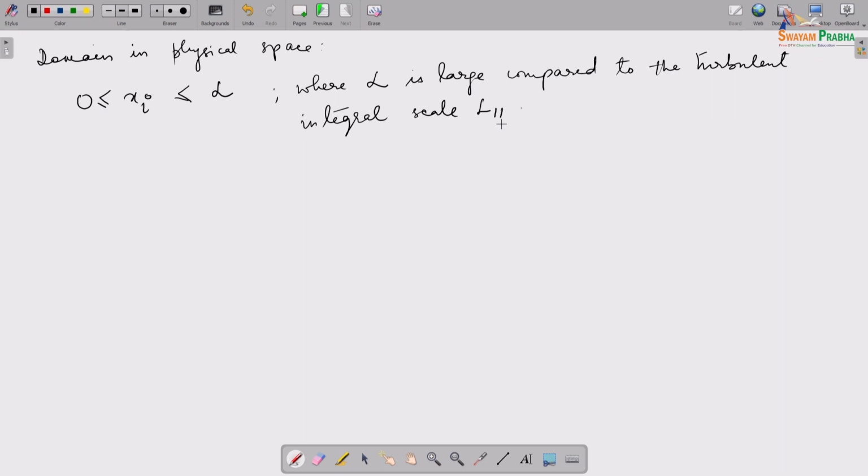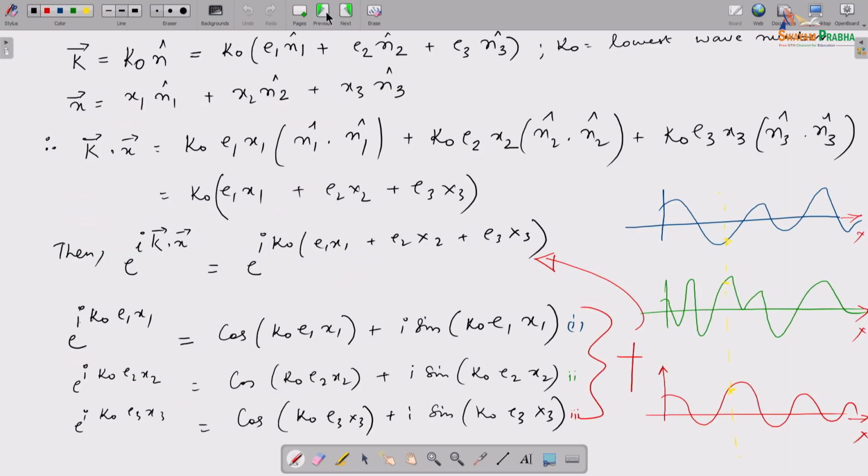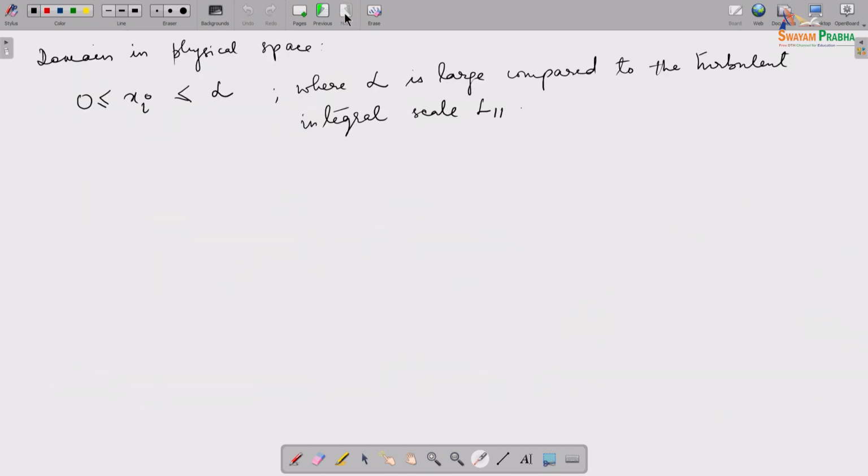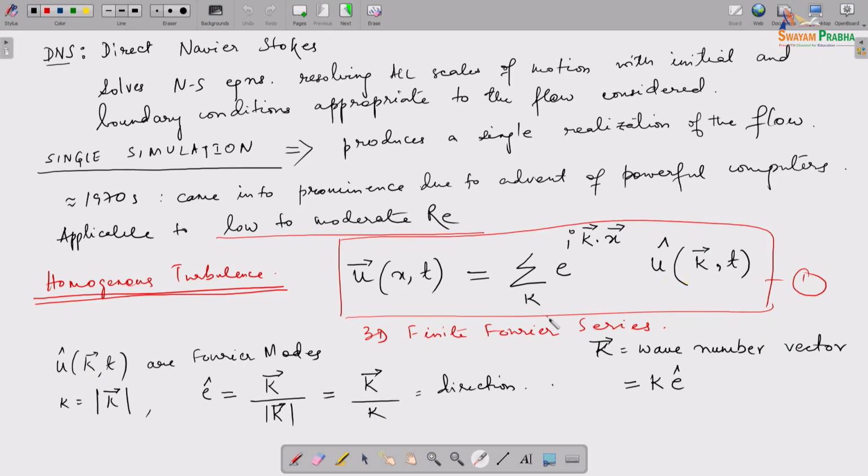You understand? So essentially, what is this x that we are talking about? Where is this x located? Because I have x1, x2, x3, so I'm talking about x, y and z. So I define a domain, 1, 2, 3, such that each x is essentially less than this L. Now this L is large compared to the turbulent integral scale, because what is the integral scale that we are talking about? Well, we are summing it up. So we are looking at all these x's within that domain.